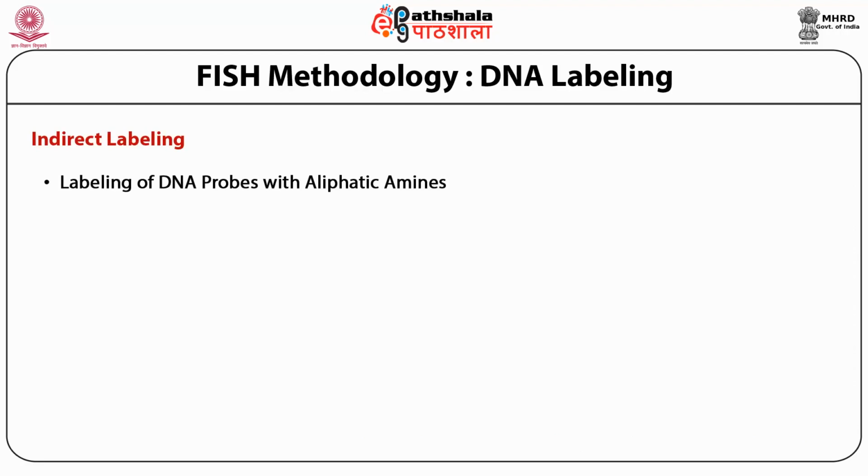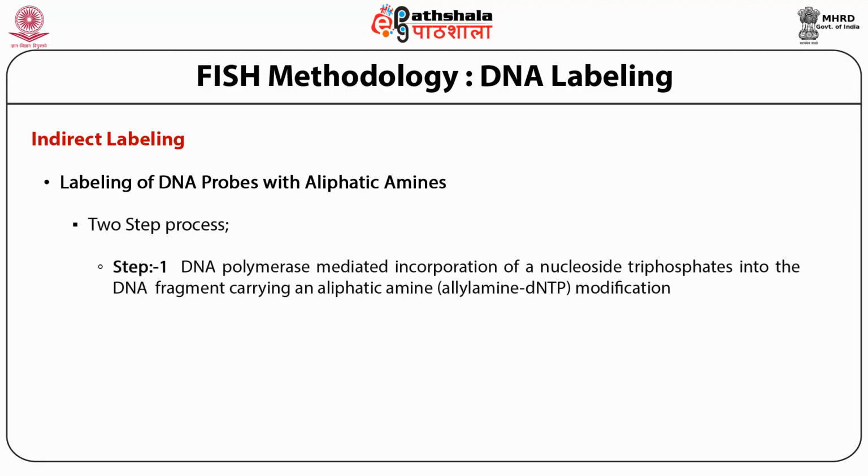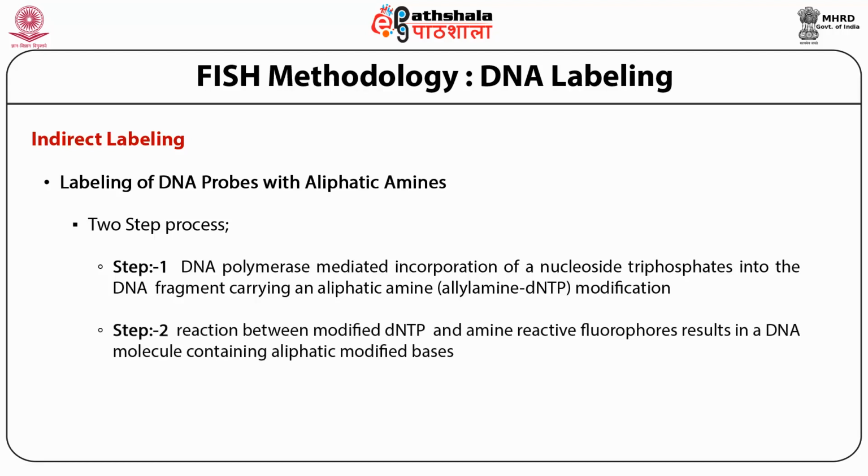Now, indirect labeling method, as I mentioned earlier: in this we modify the DNA template which we are going to use as a probe, and then use a secondary labeling method to detect it. So it's a two-step process. In the very first step, we use DNA polymerase enzyme, which incorporates a nucleoside triphosphate into the DNA that carries an aliphatic amine modification. Now in step 2, we incubate it with an amine-reactive fluorophore, which reacts, resulting in a DNA molecule containing a fluorophore-labeled modified base.